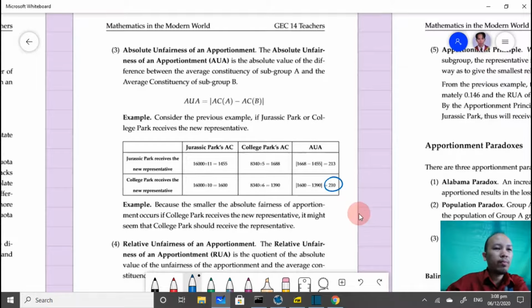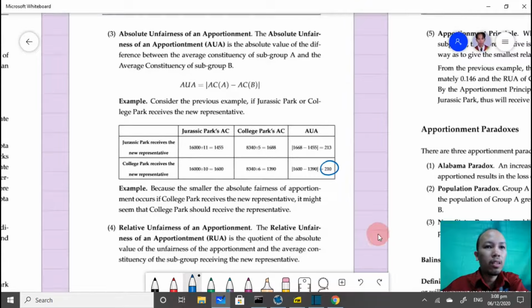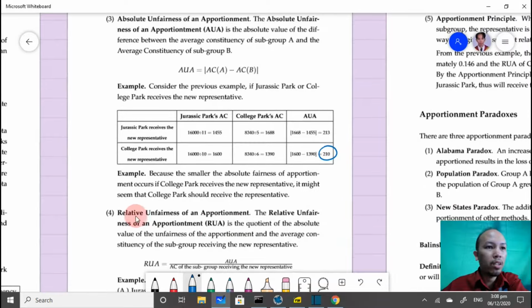So the question now is the last criterion, which is the relative unfairness of an apportionment.